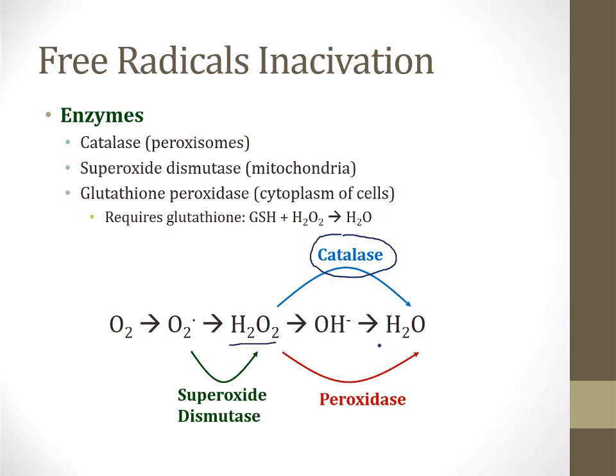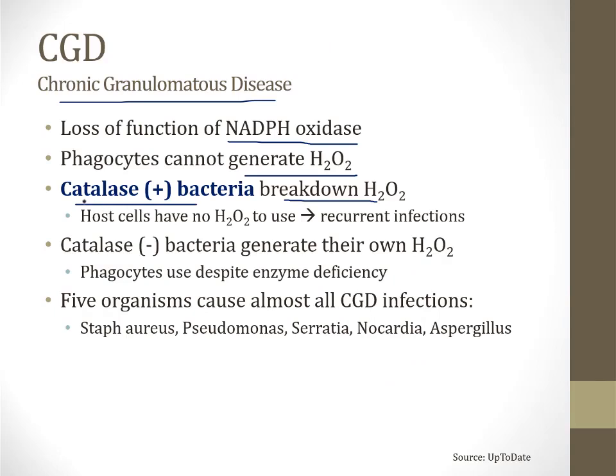If we go back to this slide, this is what catalase does in our own body. It converts hydrogen peroxide into water. Well, some bacteria are catalase positive, and they also have the ability to convert hydrogen peroxide into water. In those catalase positive bacteria, there is not going to be any hydrogen peroxide around, even inside the bacteria. So patients with CGD cannot generate their own hydrogen peroxide and free radicals, and they also cannot find any inside the cell if they are infected with catalase positive bacteria, and this leads to recurrent infections.